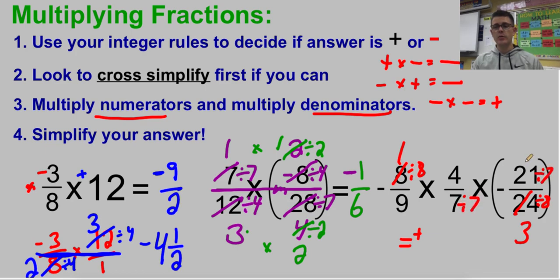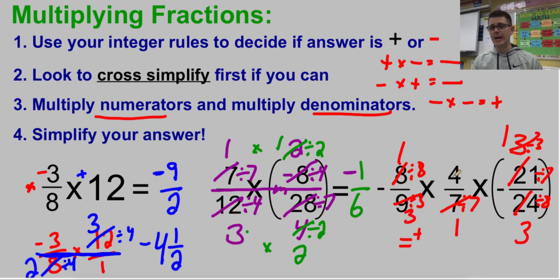Not every problem is going to have something you could divide out, but always look to see what you can find. Here, my 9 and my 3 can be divided again. I can divide by 3. Somebody else might have done the 3 and the 3. That's fine. It'll all work out to be the same answer when we're done.